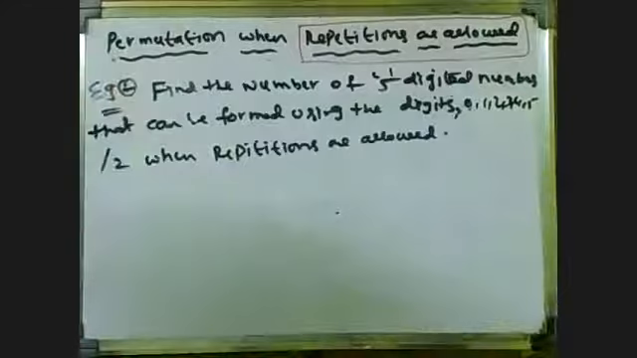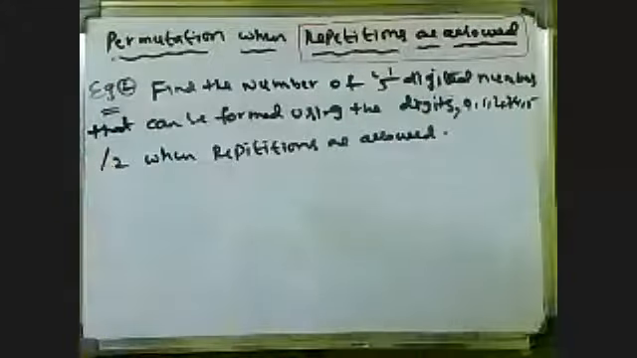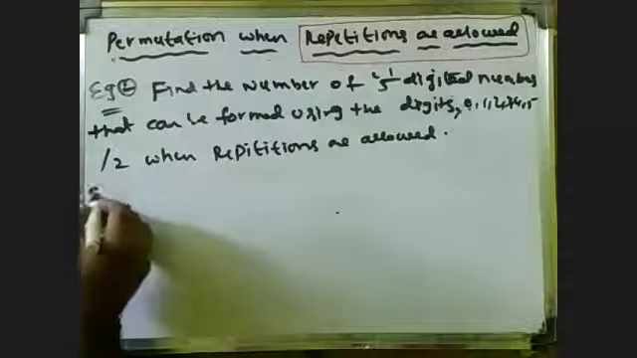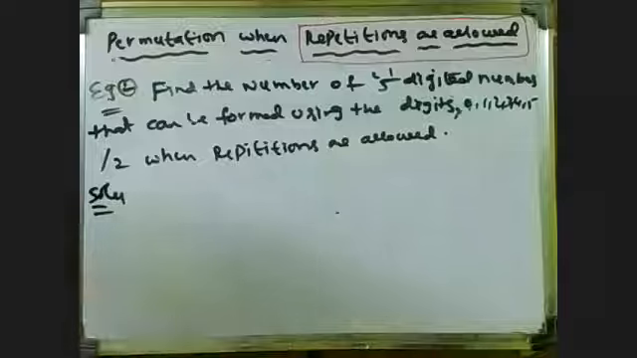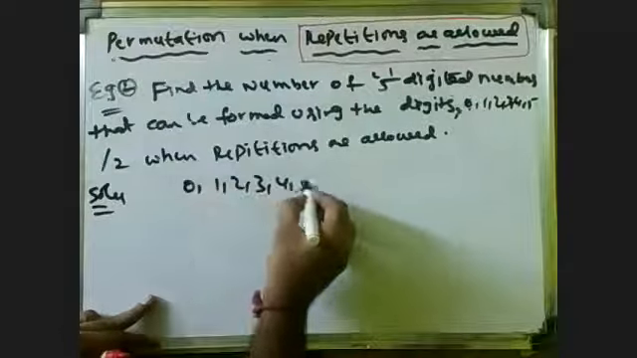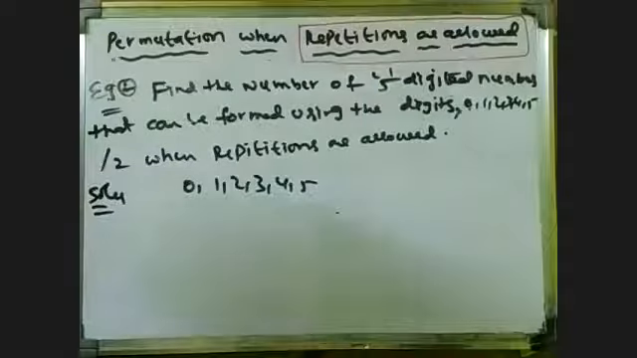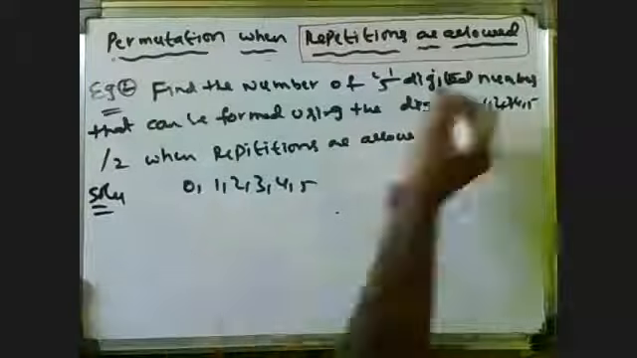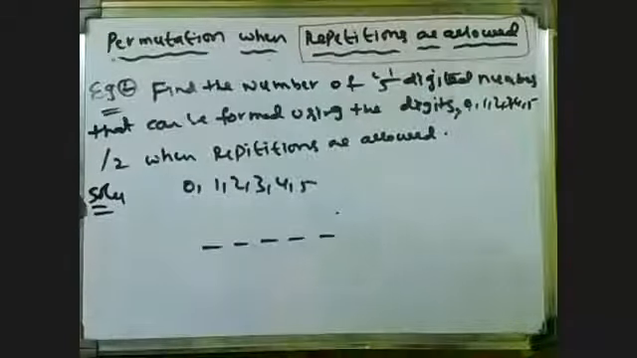So I want the number of five-digit numbers that can be formed using the digits 0, 1, 2, 3, 4, 5, which are divisible by 2. Available numbers are 0, 1, 2, 3, 4, 5. Since the repetitions are allowed, each number can be available any number of times. Now, I want a five-digit number which should be divisible by 2.